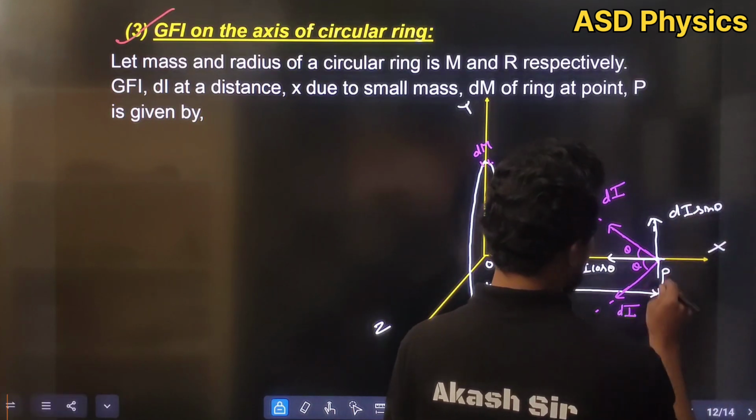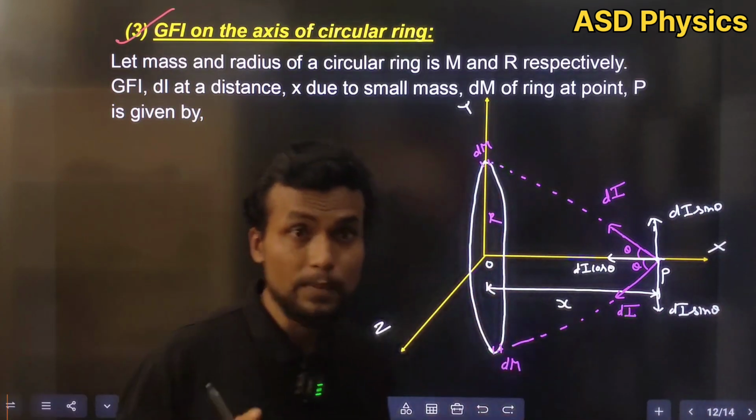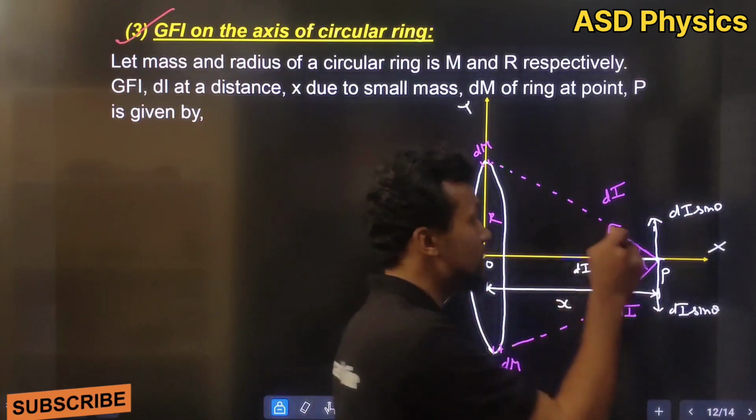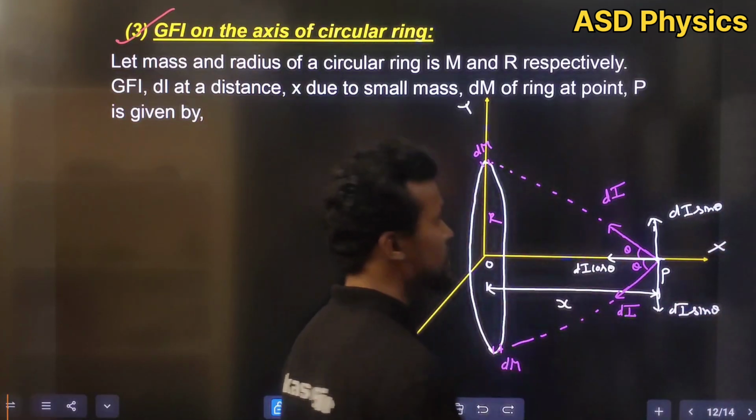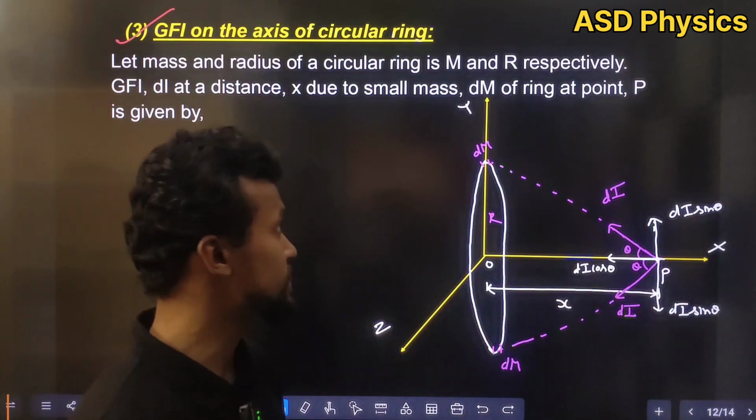And this side also dI sin theta. So what will happen is that, due to multiple masses, all this dI sin theta will cancel out. And all this dI cos theta will add up, and we will get the resultant GFI towards the center of the ring.